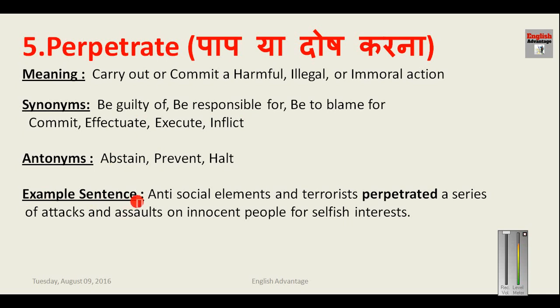Antisocial elements and terrorists perpetrated a series of attacks and assaults on innocent people for selfish interest. So this is a very meaningful sentence, very good sentence. Antisocial elements and terrorists perpetrated, it means they carried out a series of attacks and assaults on innocent people for selfish interest. So perpetrate means to carry out or commit a harmful, illegal or immoral action.